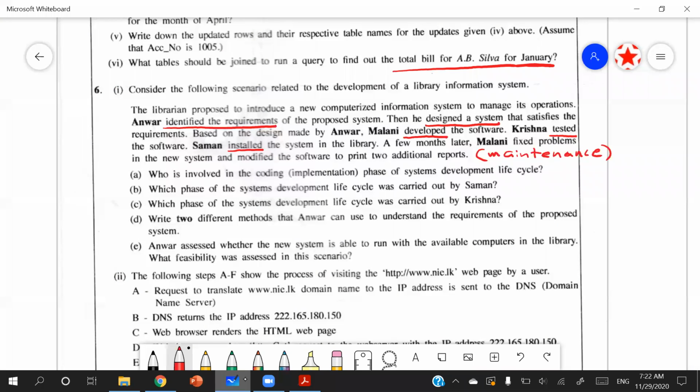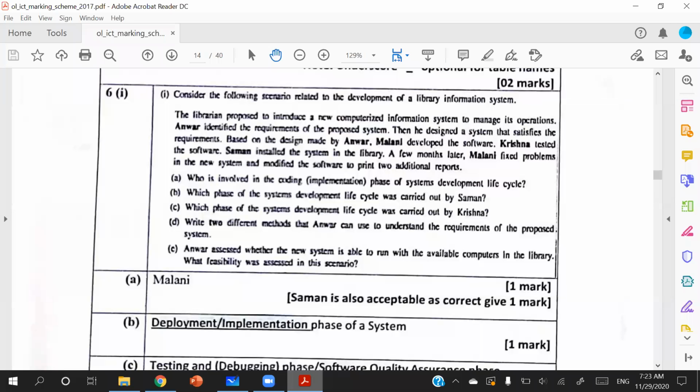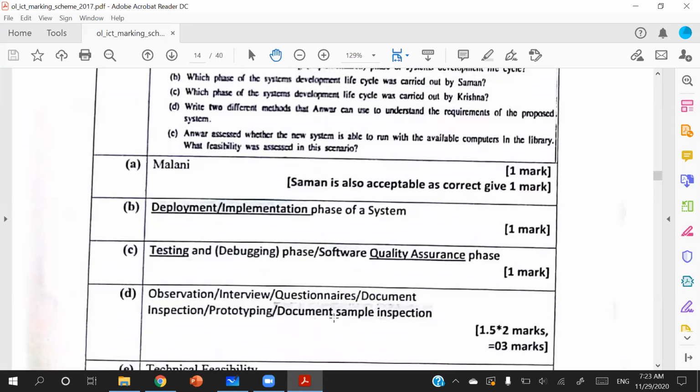Yes. So the coding is given to be developed, and implementation means deployment. Right? Most of the time we use implementation to mean deployment. So it is equal to installing. So that is also taken as deployment or implementation. So they may have accepted Saman as a correct answer as well. Right? So for A, either it's Malini or Saman.